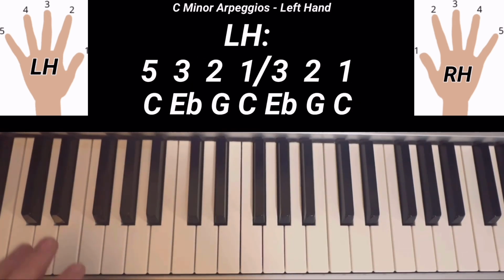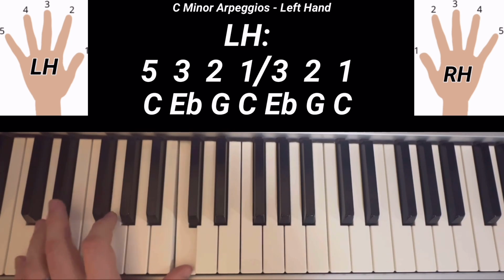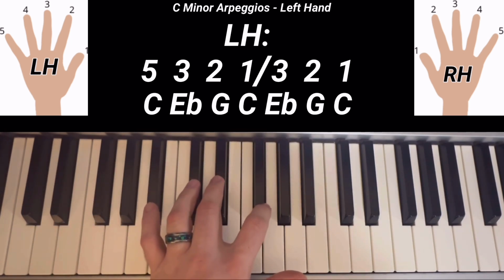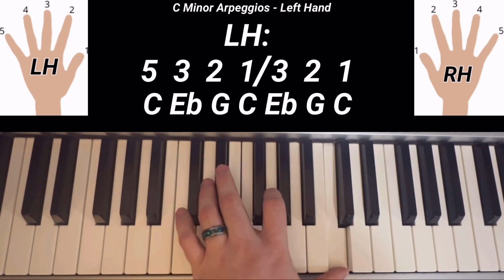The left hand plays the same notes, but it uses a different fingering. So we'll start with finger 5 on C, then hit E flat with 3, G with 2, and use 1 on the next C an octave up. Then shift your hand up to play the next E flat with finger 3, G with 2, and reach up to play C with finger 1.